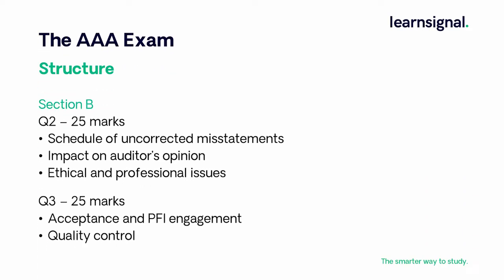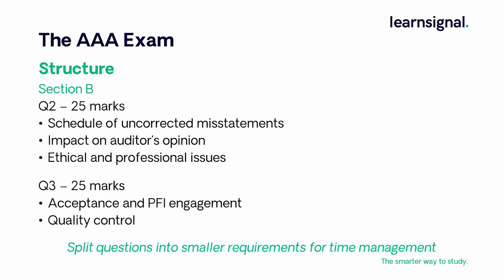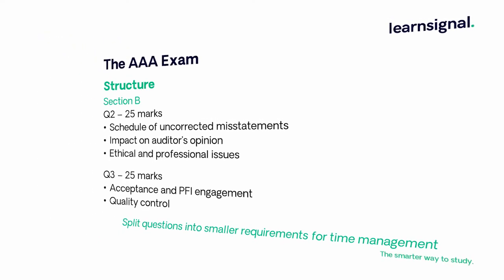In section B, there are 2 questions worth 25 marks each. Key syllabus areas for question 2 are schedule of uncorrected misstatements, impact on auditor's opinion, and ethical and professional issues. Question 3 is identified by acceptance and PFI engagement and quality control. From a time management perspective, I would recommend splitting the requirements into smaller sections for planning, especially for question 1.